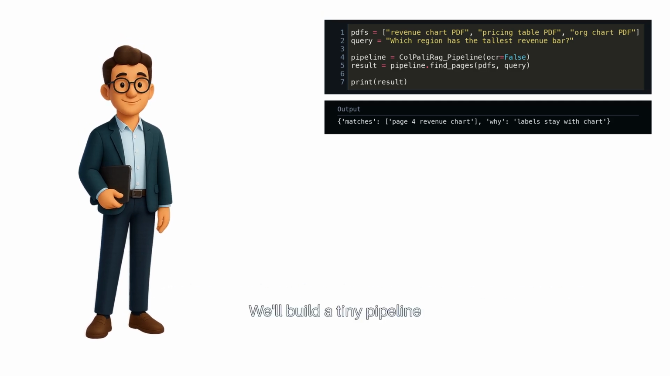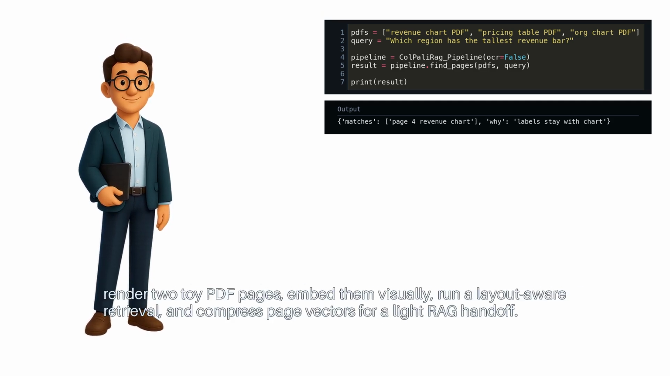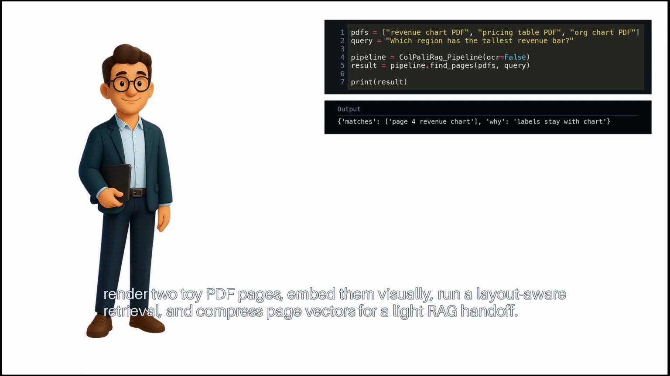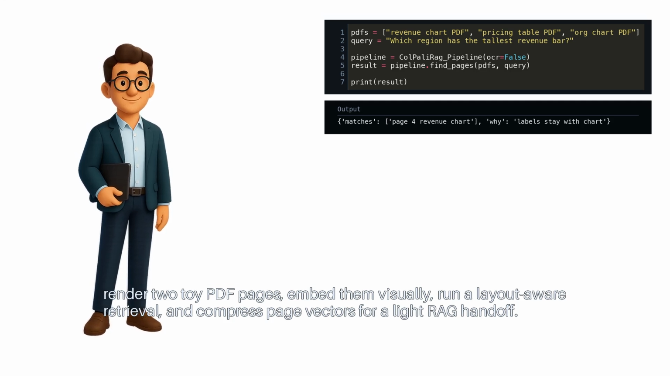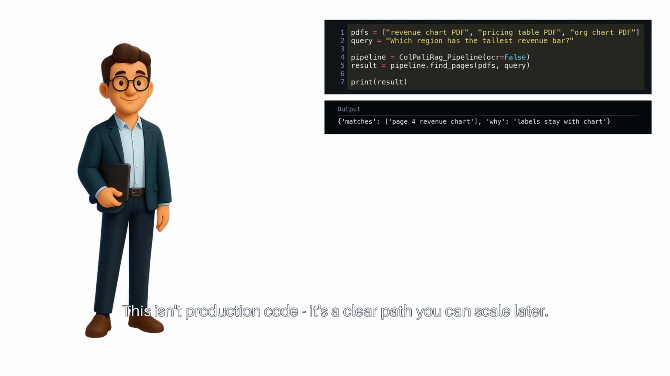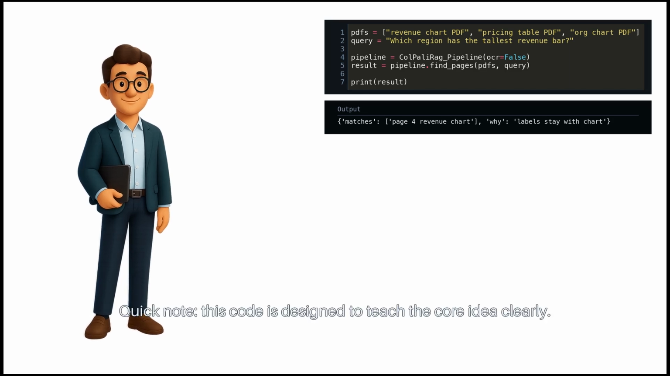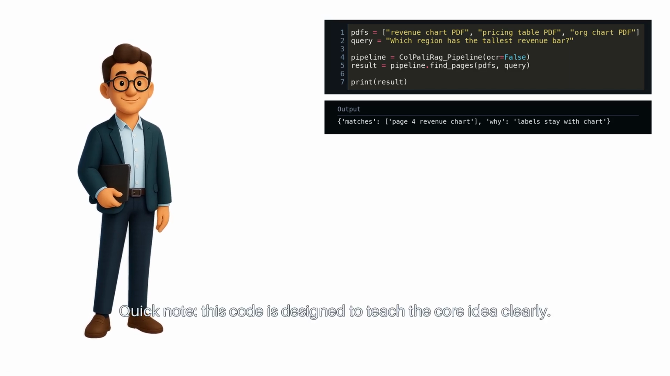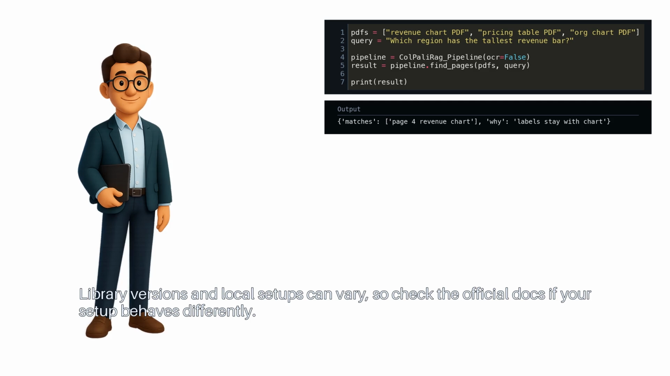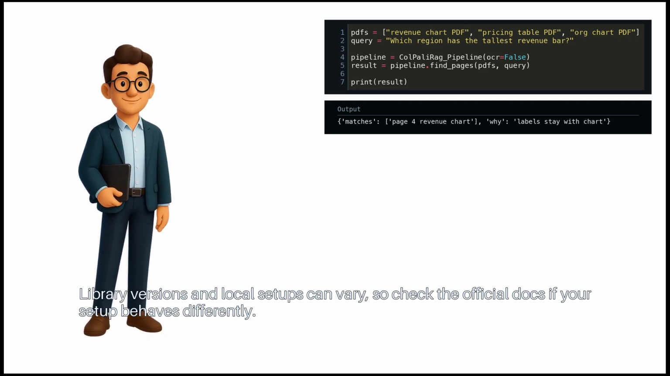We'll build a tiny pipeline, render 2 toy PDF pages, embed them visually, run a layout-aware retrieval, and compress page vectors for a light RAG handoff. This isn't production code. It's a clear path you can scale later. Quick note: this code is designed to teach the core idea clearly. Library versions and local setups can vary, so check the official docs if your setup behaves differently.